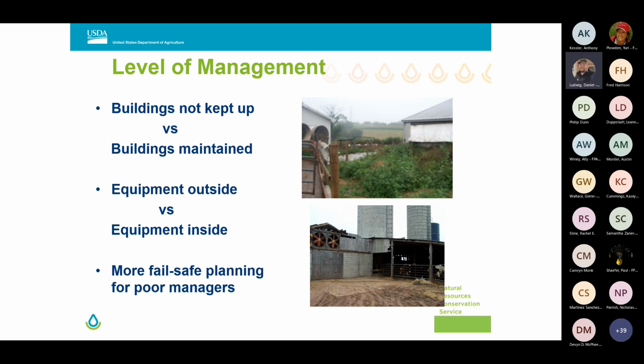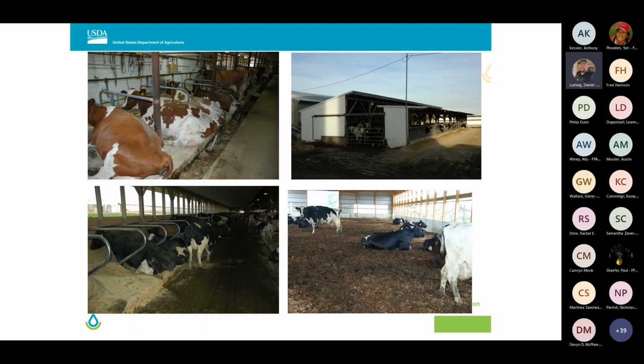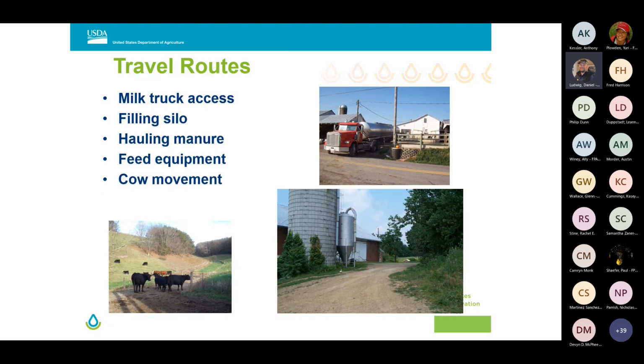Why this comes into play is, if you're going to one of these, we'll call them our limited resources types of producers, the systems that we design and what we plan, we've got to make them more fail safe, so those lower level managers can still properly implement the practices. Again, looking at our animal housing methods, are they confined, a freestall barn, stanchion barn, bedded pack? Again, that's going to determine what kind of systems we're going to propose to that producer.